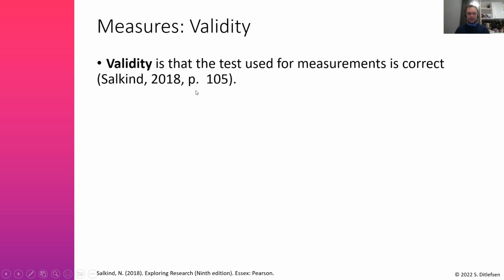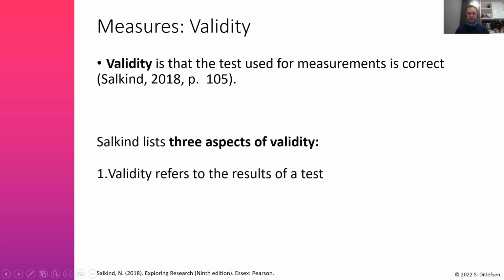Validity. Validity is that the test used for measurement is correct. Okay, so there are 3 aspects of this, and they will help you explain how validity is defined. So validity is that the test used for measurements is correct. So there are 3 aspects.